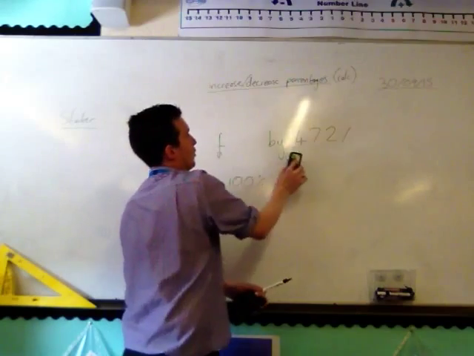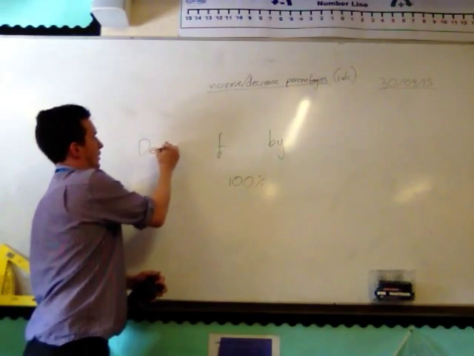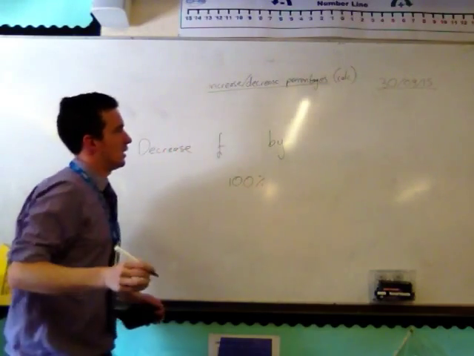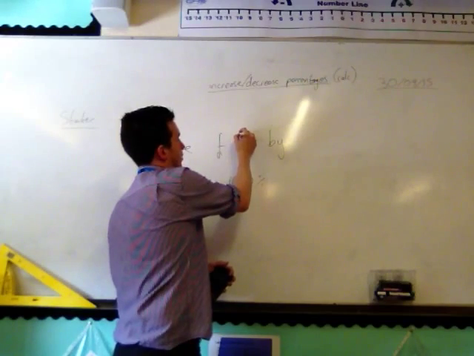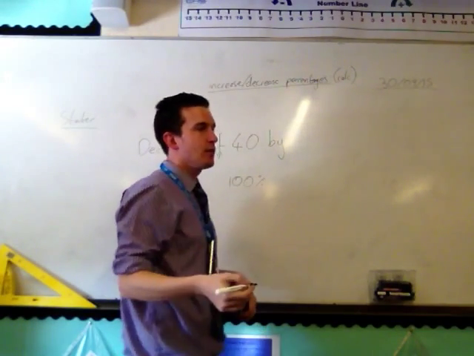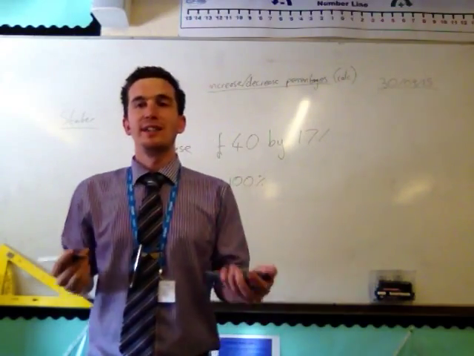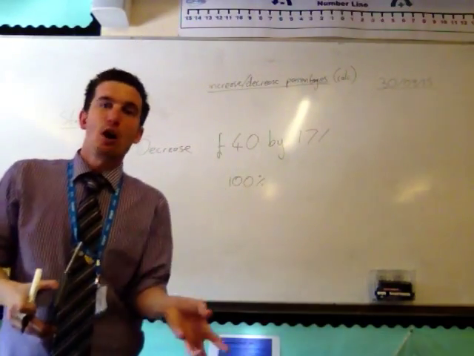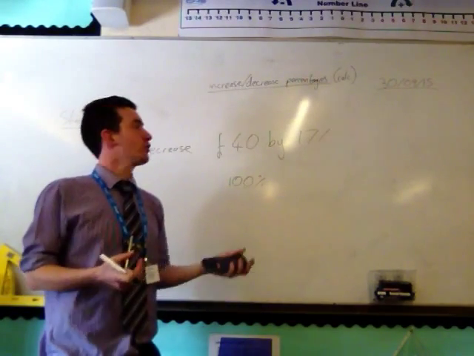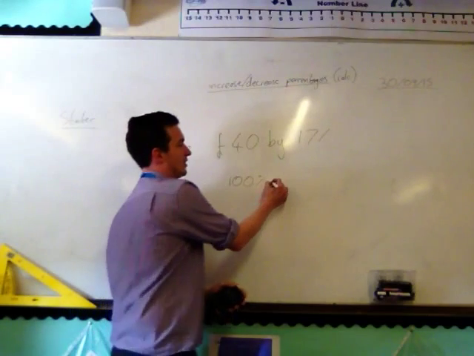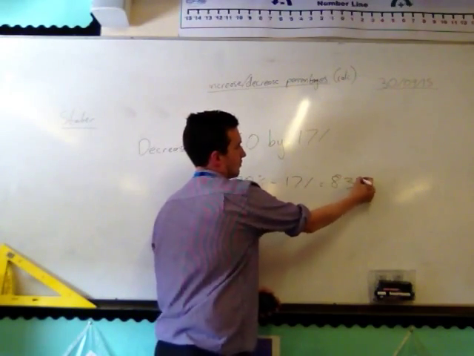So let's change some wording around. So we're going to decrease. And let's just pick normal, easier numbers. So let's say £40, and we're going to decrease that by, let's say, 17%. Well, this time we're decreasing, so I'm going to take it off 100. So £40 is 100% of the value, and I want to decrease that by 17%. So I'm going to take away 17%, which will give me 83%.